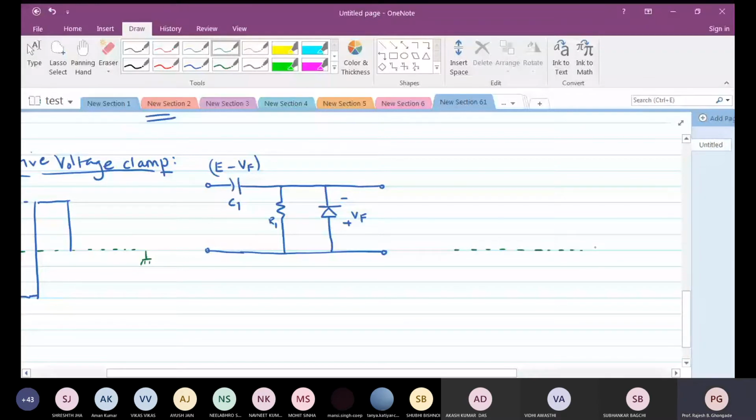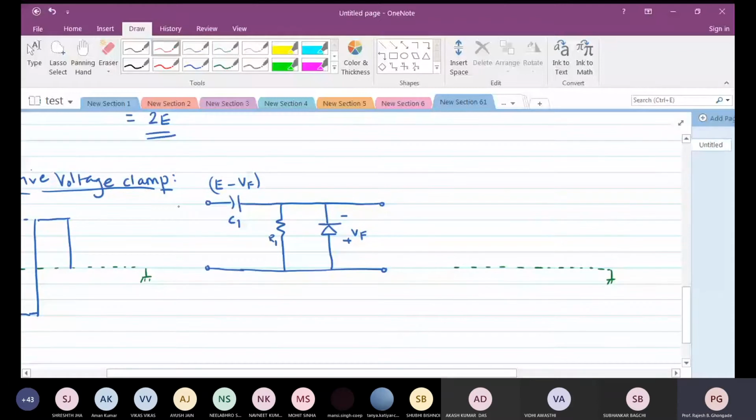So during the negative half cycle, when I am connecting minus E here, initially the capacitor is not charged, so I'll just remove it for the time being. What will be the value of output? So that will be equal to VF. Will the diode be forward biased in the negative half cycle? Yes.